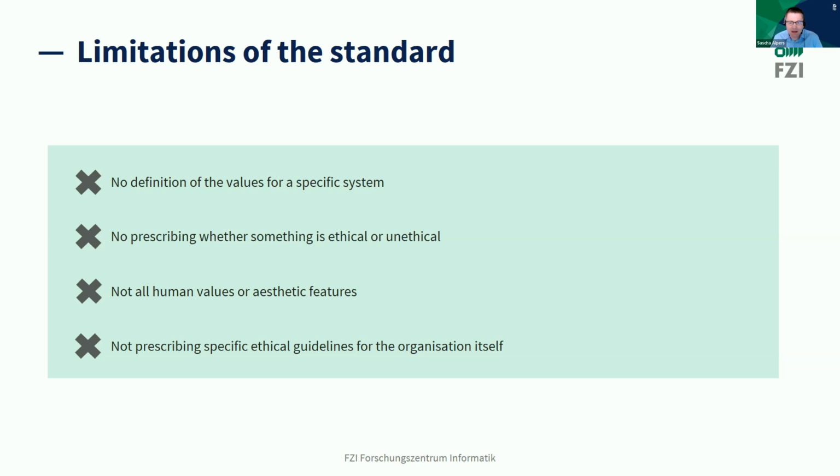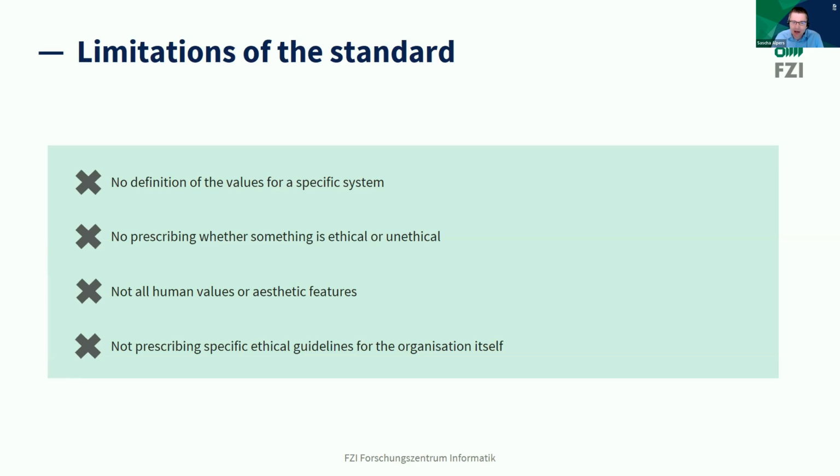And another limitation would be more problematic. Not all human values or aesthetic features are integrated. So it's only focusing on ethical values. You have to deal with other human factors, like, for example, user experience as an aesthetic feature as well with another model. And the IEEE standard is not giving any ethical guideline for the organization itself. It's only giving it for one project.